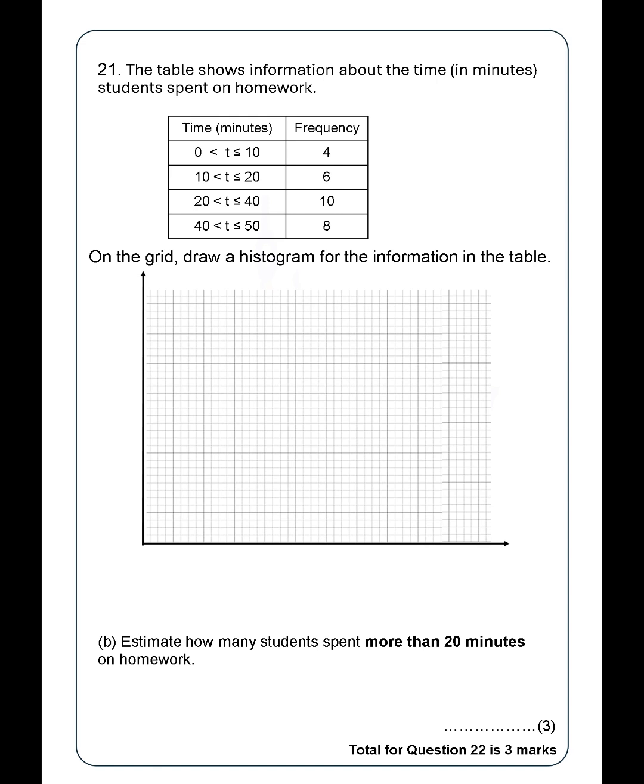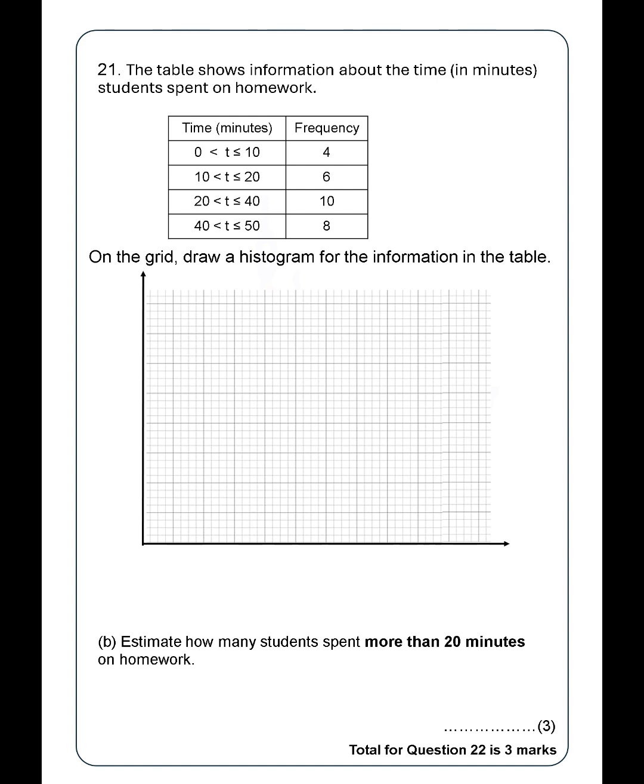Question 21. The table shows information about time in minutes students spent on homework. There's a table showing time and frequency. On the grid, draw a histogram for the information in the table. Part B, estimate how many students spent more than 20 minutes on homework. So this topic is histogram. We need to know the frequency, class width, and frequency density.